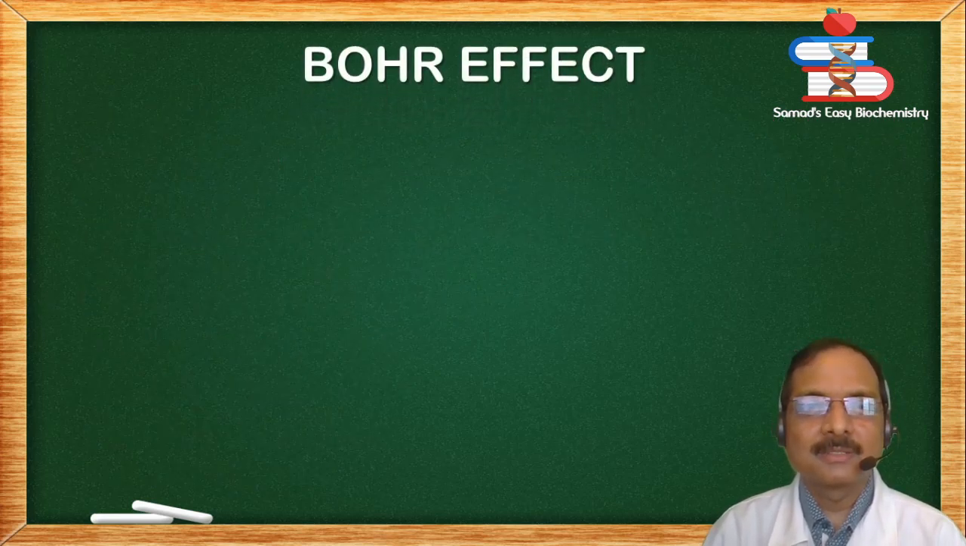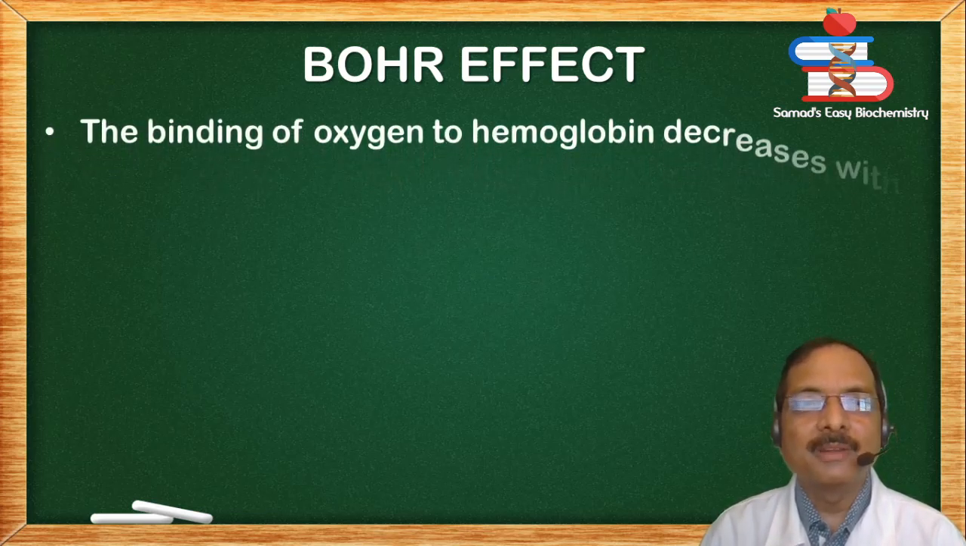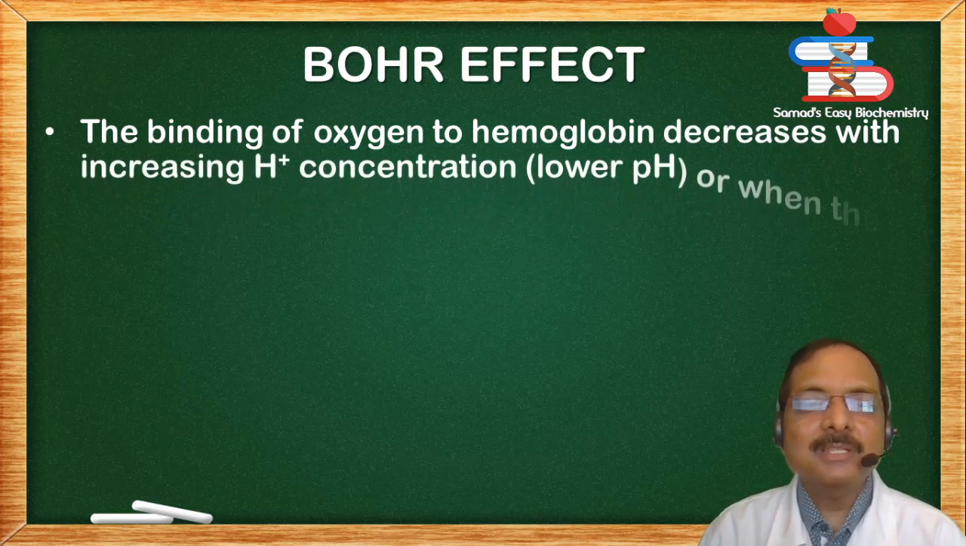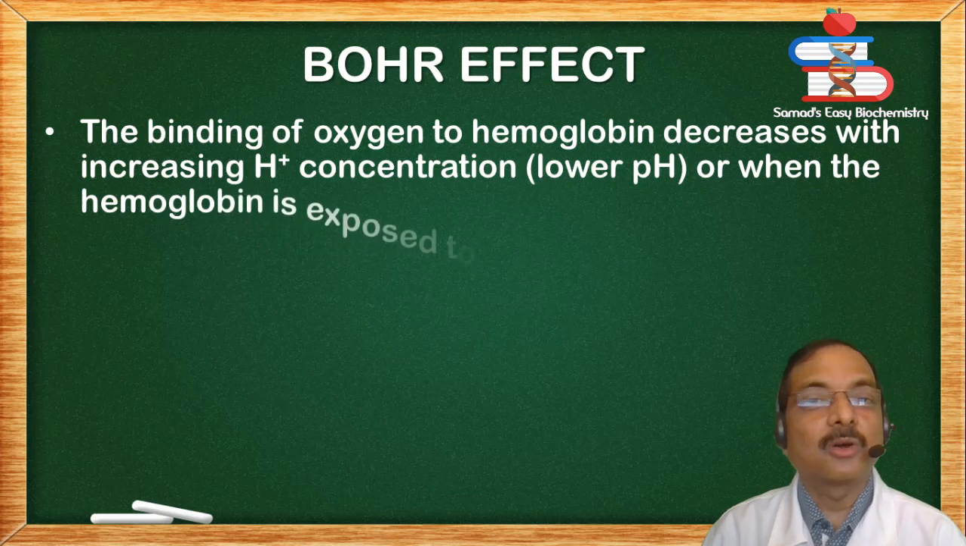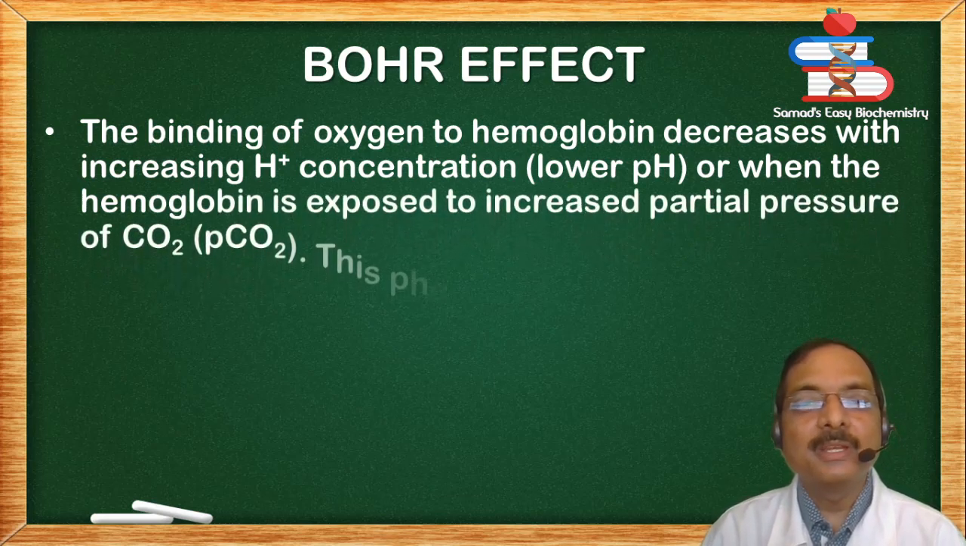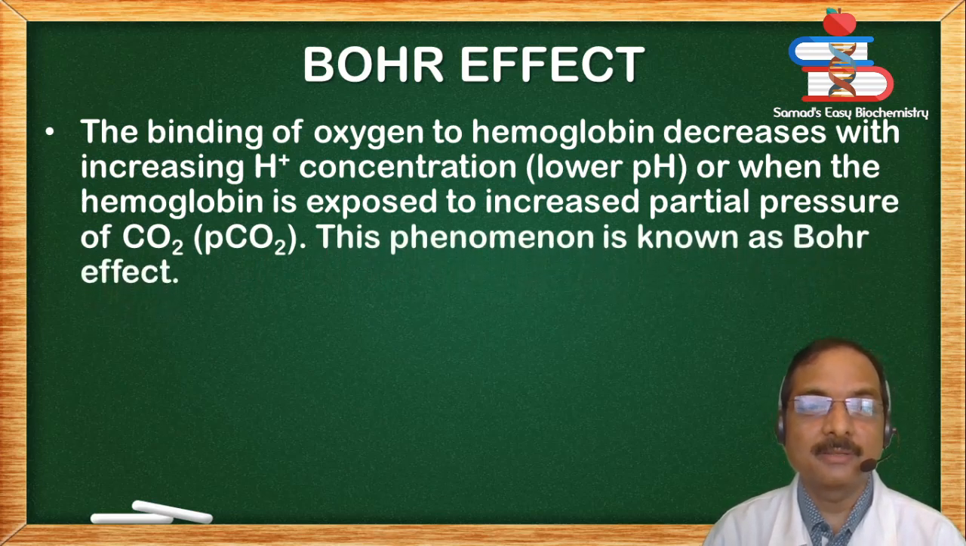Bohr effect. The binding of oxygen to hemoglobin decreases with increasing H+ ion concentration or lower pH, or when the hemoglobin is exposed to increased partial pressure of carbon dioxide. This phenomenon is known as the Bohr effect.